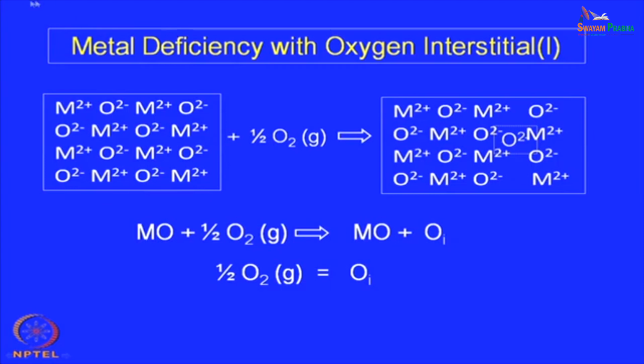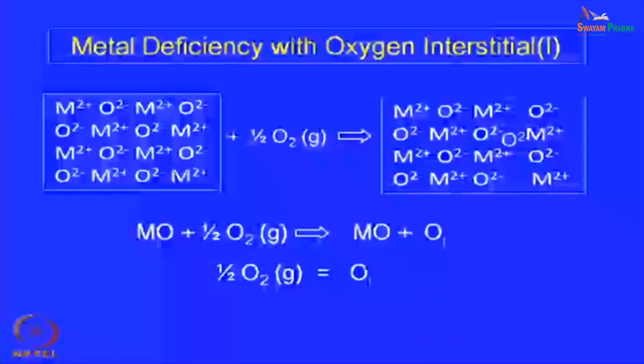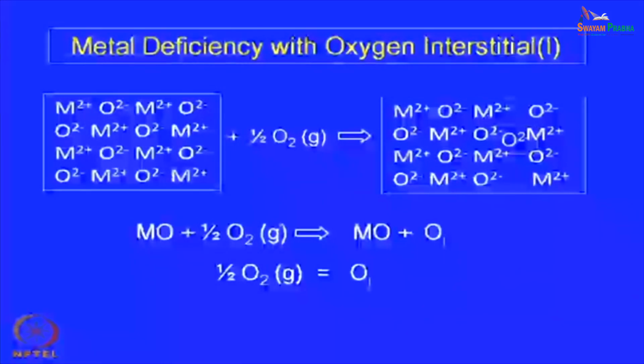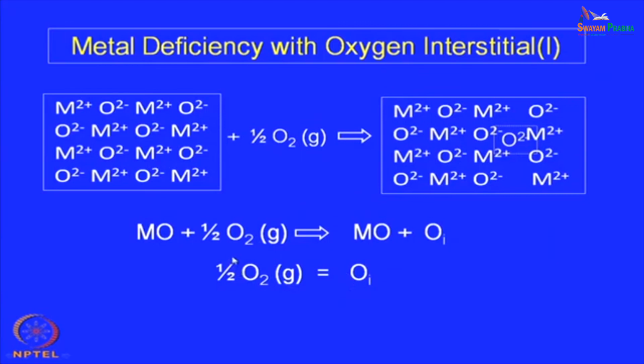And the last possibility is metal deficiency once again, but with oxygen interstitials. Of course, one has to remember that an oxygen interstitial is a little difficult, because compared to metal ions, oxygen ions are much larger. So, an oxygen ion going into an oxide lattice in an interstitial position is a difficult job. Energetically it is not that favorable. However, in certain cases it can still happen, and in principle that possibility exists. So, we will write it very simply: half O2 gas just going to the interstitial site.